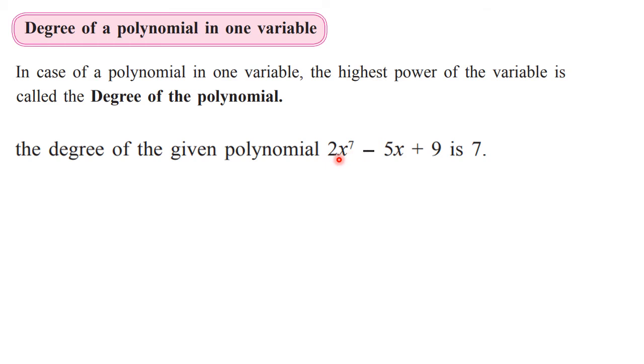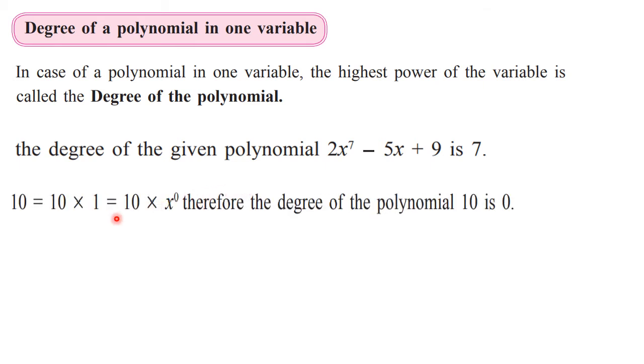Now see here, x is having power 7, here x is having power 1 and here x is having power 0. So we have to think of the highest one. In this case, the degree of this given polynomial is 7 because 7 is the highest power or highest index present here. But the condition is that the polynomial should have only one variable. The same rule is not applicable if the polynomial contains more than one variable. So simply the highest power is called the degree of the polynomial.